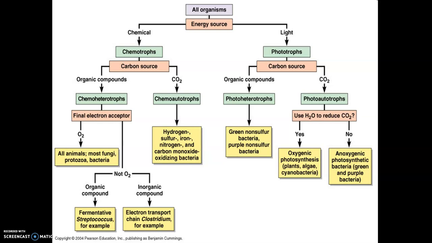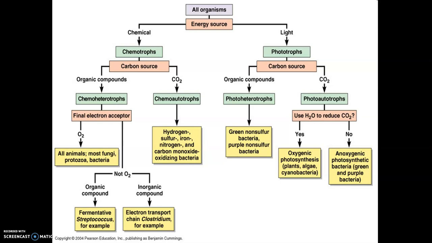And then you've got that one little group over there, the green and purple bacteria. They are photoautotrophs, but they don't produce oxygen. They don't give off oxygen, so they're not as helpful as plants and algae and cyanobacteria. And finally, the weirdest group of all are the photoheterotrophs, the green and purple non-sulfur bacteria. They use light energy, but they still have to consume organic compounds to do their metabolism. Very, very weird group.